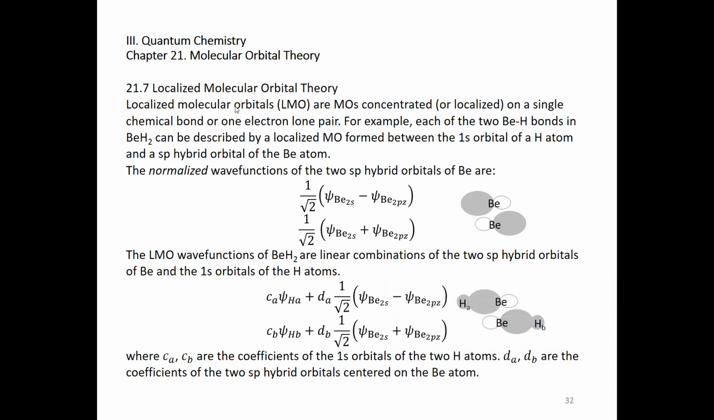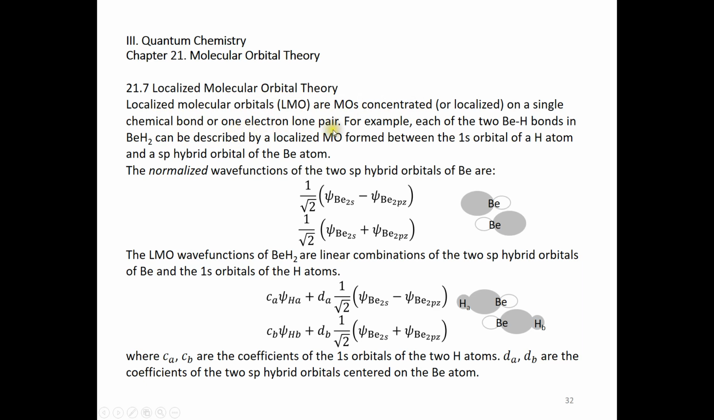Chapter 21, Molecular Orbital Theory. Section 21.7, Localized Molecular Orbital Theory. Localized molecular orbitals are MOs concentrated or localized on a single chemical bond or one electron lone pair.